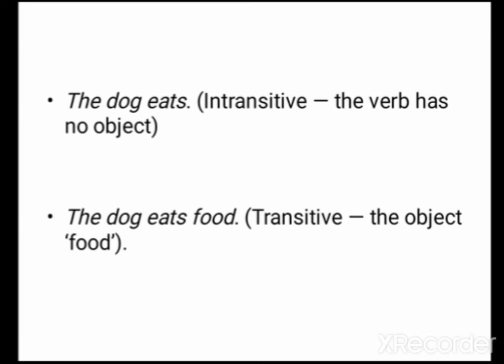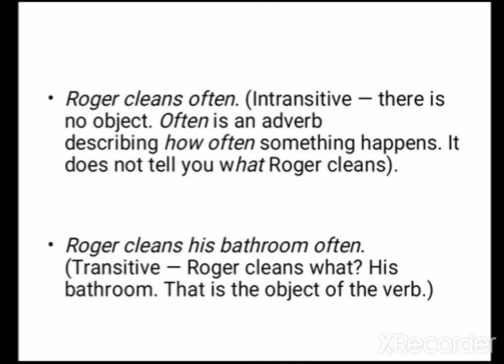Look into these examples. Roger cleans often. This is intransitive. Roger is the subject, cleans is the verb, but there is no object. Often is an adverb that describes how often something happens. It does not tell you what Roger cleans. So this is an intransitive verb. The same sentence, if we add a little more, Roger cleans his bathroom often. It is transitive. Roger cleans what? His bathroom. So we got the answer here. This is the object of the verb. So it is a transitive one.